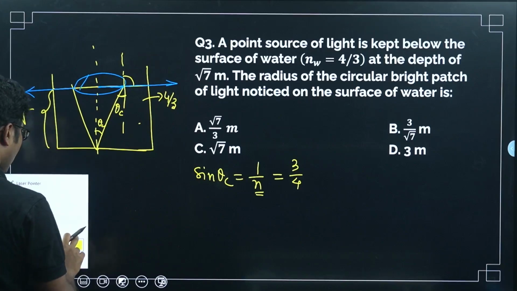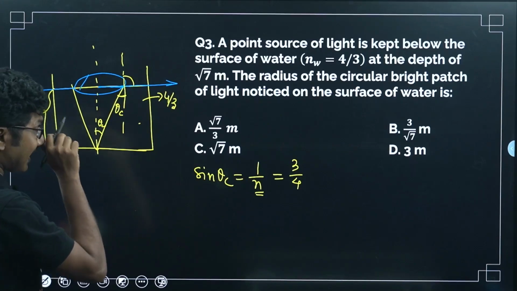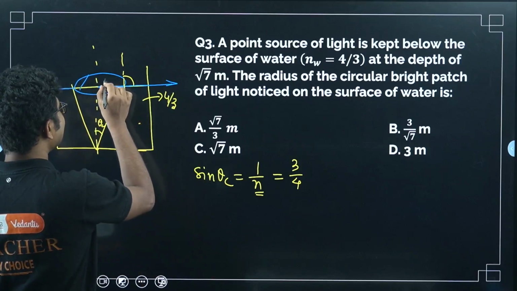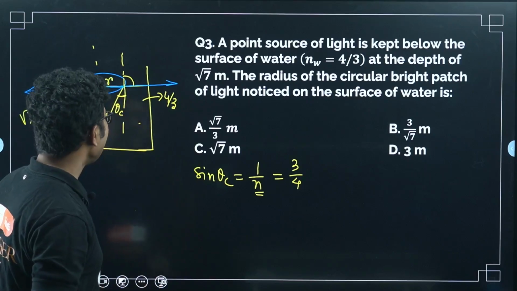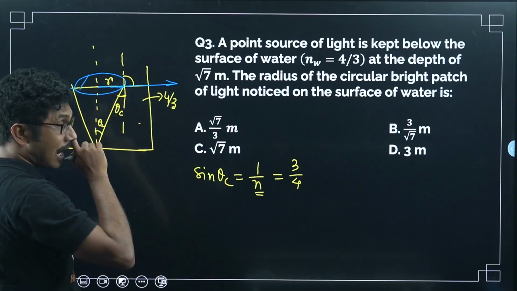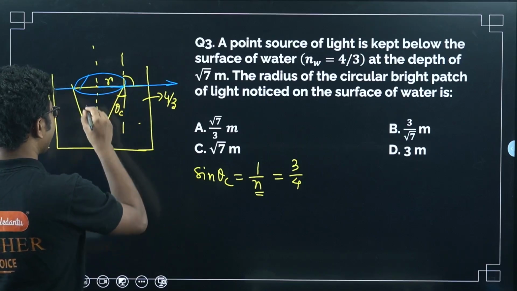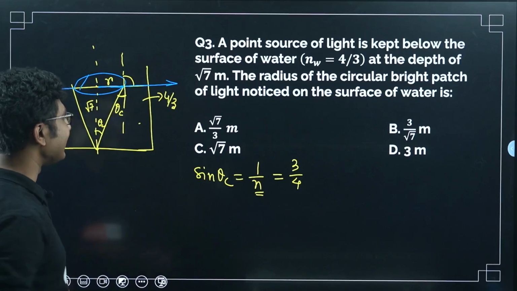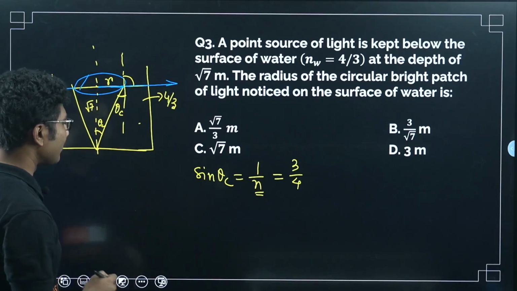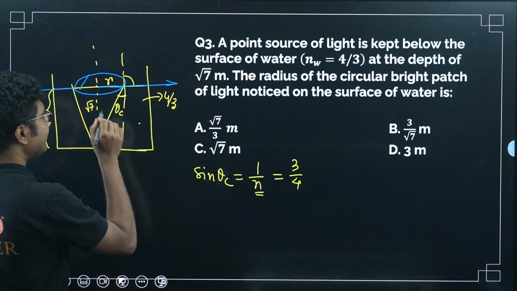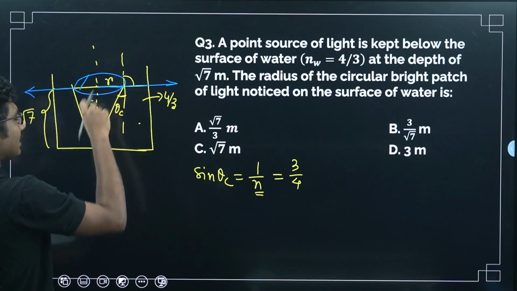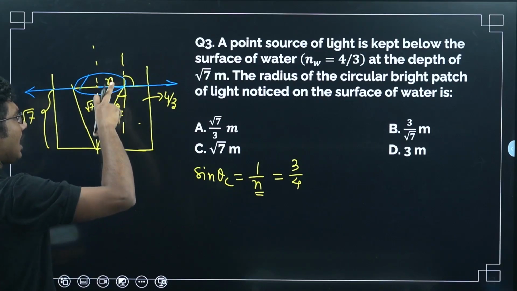Right? So what we will be doing, we will be applying that and we will try to find the radius. This is what we are trying to find, right? Now if this distance is r, this is root 7, this height is root 7, right? And then what is sine theta? This is theta c, so we will try to find sine theta. So sine theta is perpendicular by hypotenuse. Perpendicular, this is the angle, so this is the perpendicular by hypotenuse.